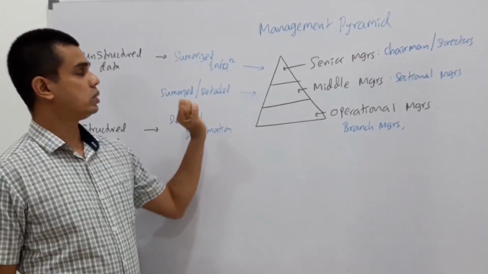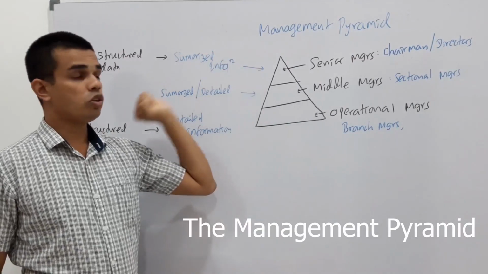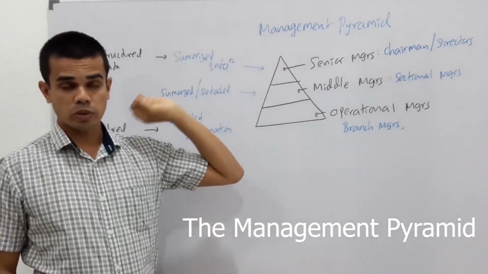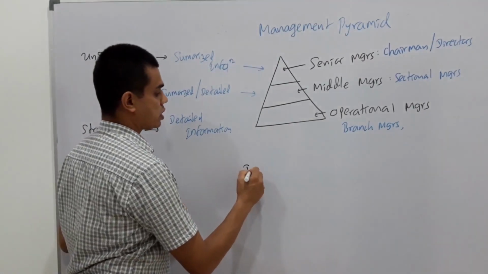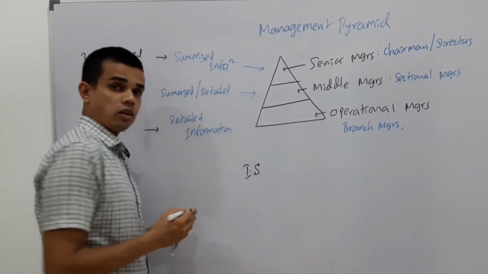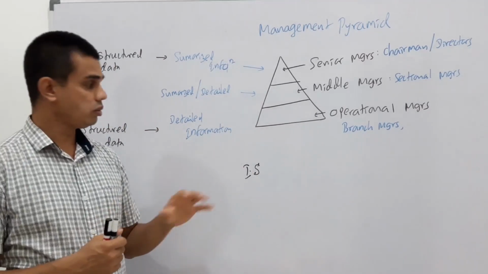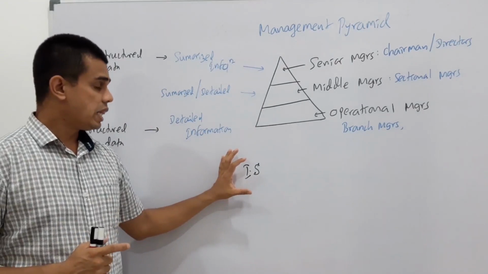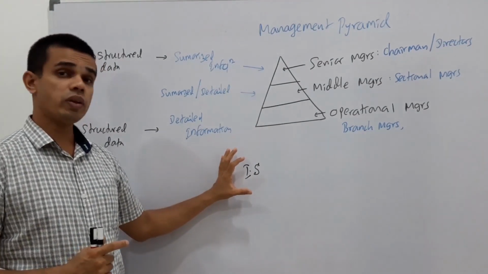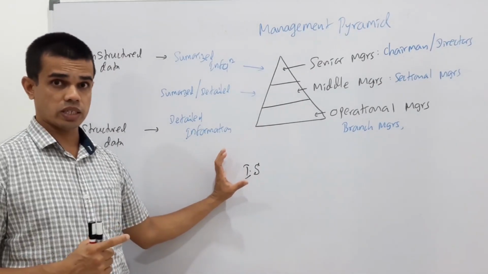Next we go for the management pyramid. Then you may wonder why we go for the management pyramid. That's again related to our information systems. Why? When it comes to a large organization, just like a bank or some other multinational company, there are different types of information handled by the organization.